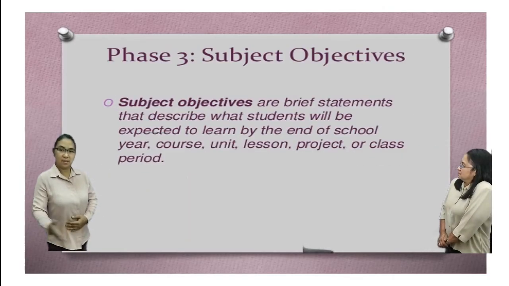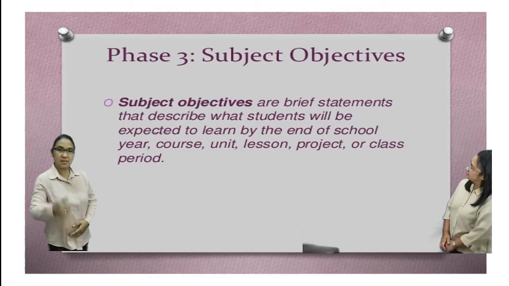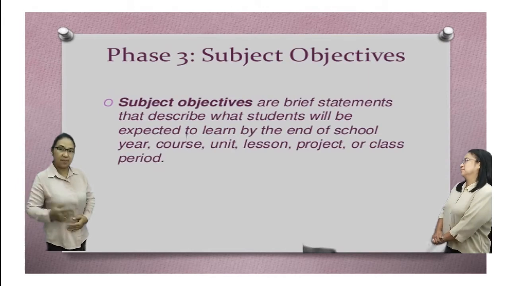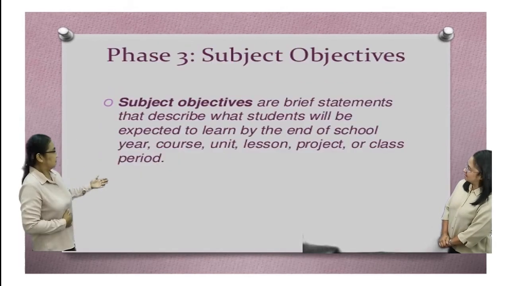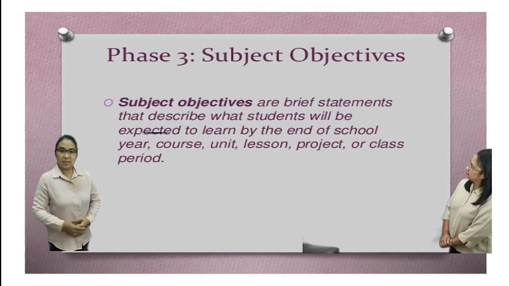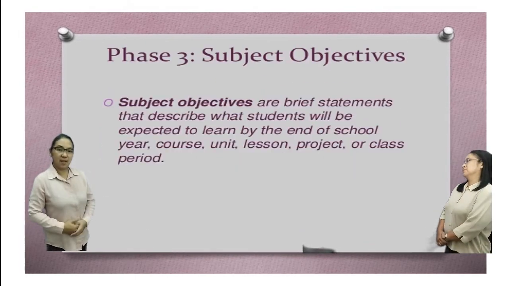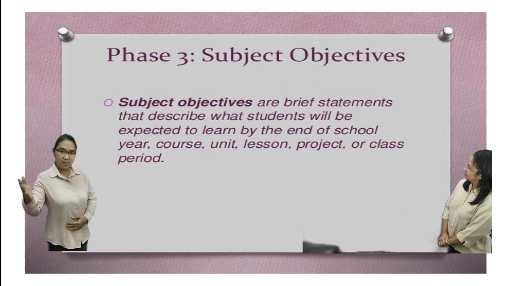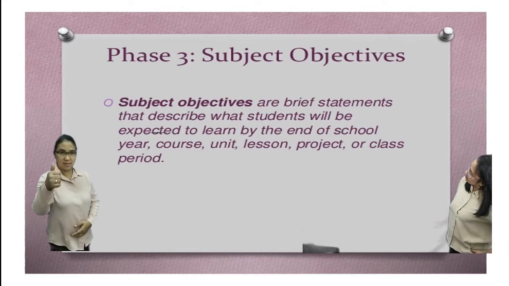Now let's proceed to phase 3, the subject objectives. These are brief statements that describe what students will be expected to learn by the end of a school year, course, unit, lesson, project, or class period. An example of this is that this course is designed to prepare you for professional writing experiences. Then by the end of the course, you should be able to identify the primary and secondary audiences of a text, craft text which takes into consideration the needs of your primary audiences, write in an array of genres for a variety of purposes, and so on.